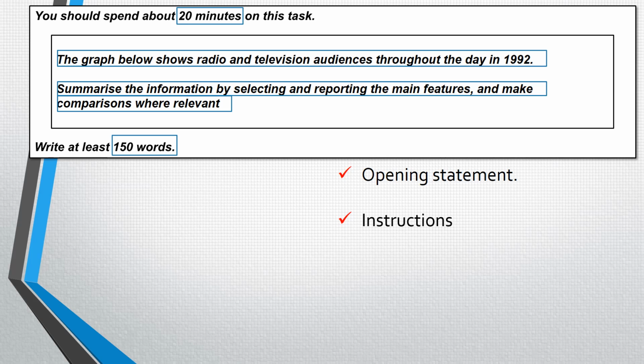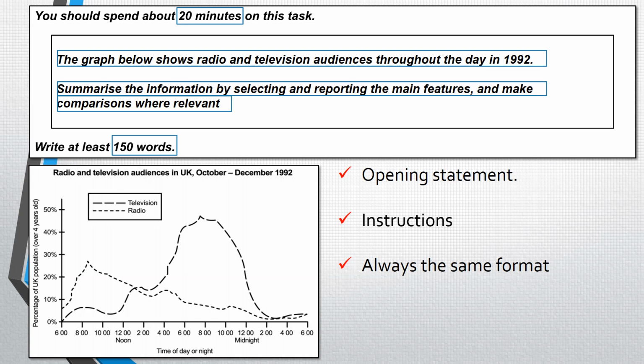The different sentence is your opening statement, which is describing to you what you are looking at. In this case, you are looking at a line graph, and we'll be analysing this line graph later. Because there are similarities in the instructions between different questions, we can answer them using a similar answer structure, and this is really helpful to us.